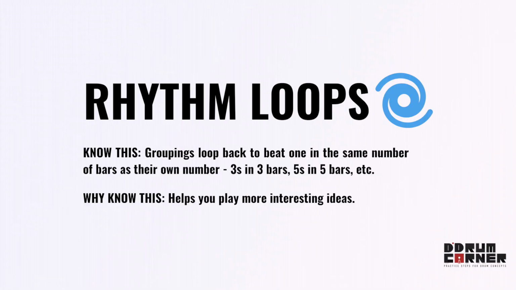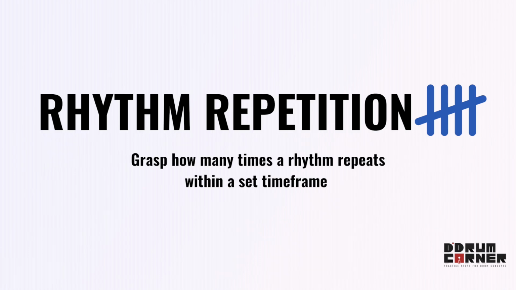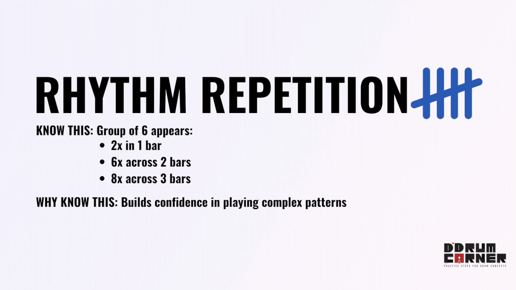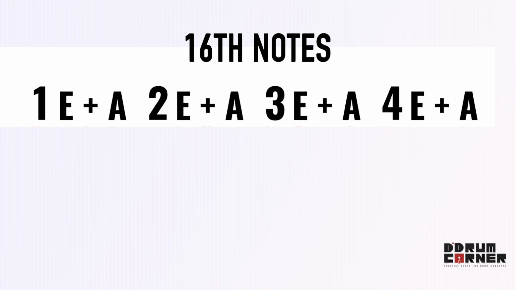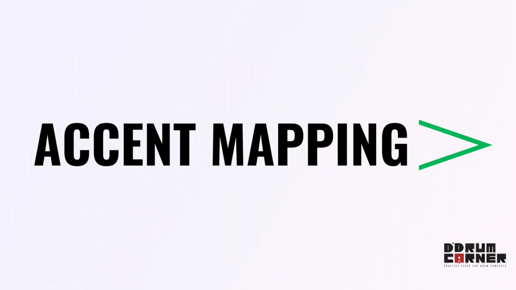So every drummer needs to grasp this concept of how certain rhythms loop over time. Rhythm repetitions. A 6-note grouping repeats 8 times across 3 bars. So it's really important to be able to feel how often a grouping appears within a set time frame. 1 E and a 2 E and a 3 E and a 4 E and a, 1, 2, 3, 4, 5, 6, 7, 8.